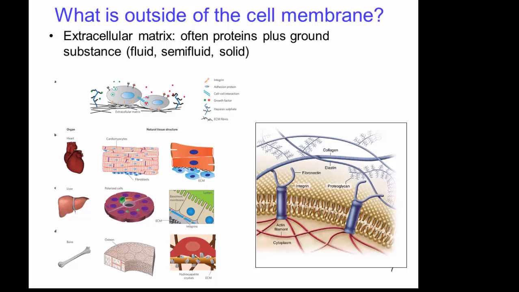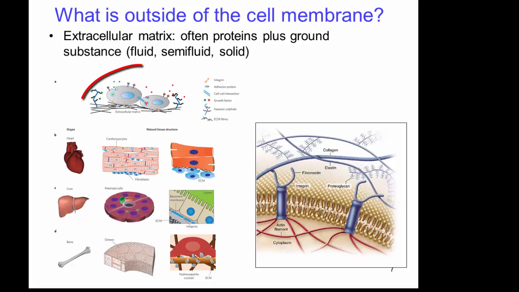And it can be a fluid, like in blood. The ground substance is water in the blood plasma. In cartilage, the ground substance is this weird sort of not quite solid, not quite liquid substance. And in bone, the ground substance is actually like rocks, crystals of calcium and phosphate. So depending on where we look in the body, we can see some very different extracellular matrices.